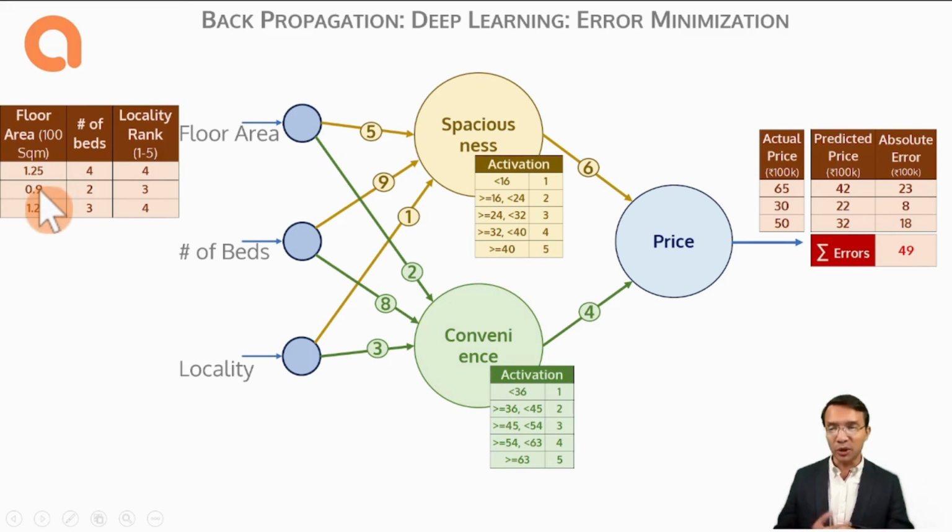We do similar calculations for all these houses, like the first house we did. The second house I'm not doing. You can carry on and do your calculations at your end. And for the second house, we get the error as 8, and for the third house, we get the absolute error as 18. So the summation of errors of all these 3 houses with these random parameters, we get as 49. So 49,100,000 rupees is our total error for this untuned or untrained neural network with random coefficients.